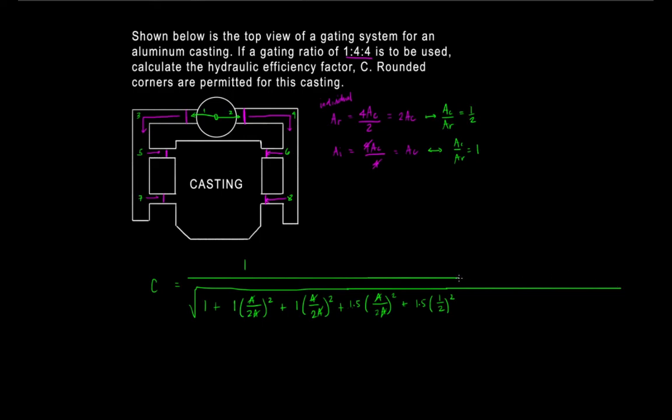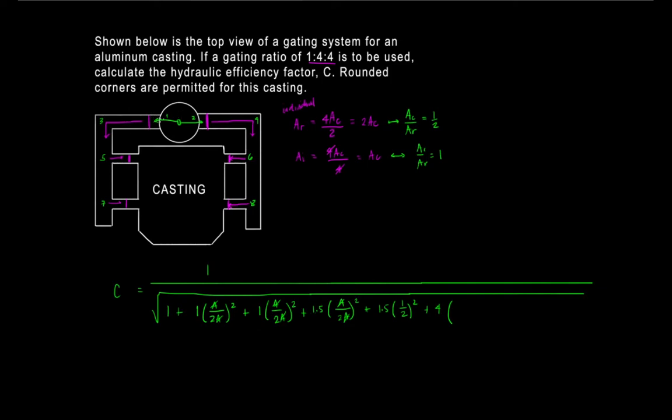Let me just extend this again. Since 5, 6, 7, and 8 all have equal area and are analogous with each other, we can just say plus 4 times whatever value we calculate. In fact, instead of doing these two separately, we could have just done 2 times 1 half squared, just to save us some space when writing the solution. But in any case, let's do this now.